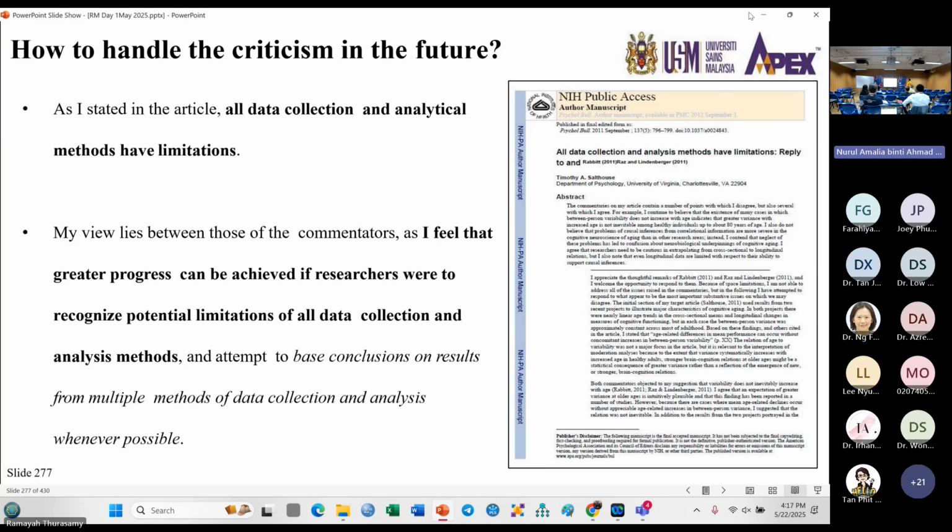All data collection and analysis have limitations. In reply to these authors, what they mean is, even if you use time 1, time 2, time 3, there is some limitation. If you use cross-sectional, also there will be limitation. We use SEM, also there's limitation. You use SPSS, also there's limitation. So that's why we say.